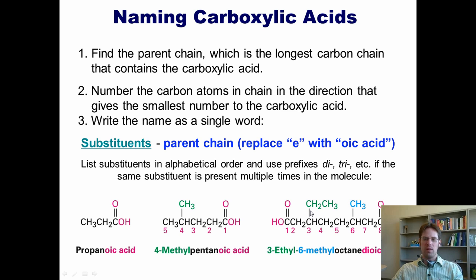Because it has an ethyl substituent at carbon 3 and a methyl substituent at carbon 6, we place these alphabetically according to the first letter of the substituent's name here at the beginning of the name. Thus, the full name is 3-ethyl 6-methyl octane dioic acid.